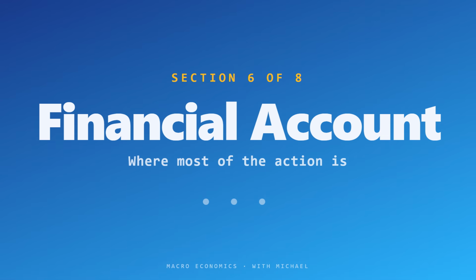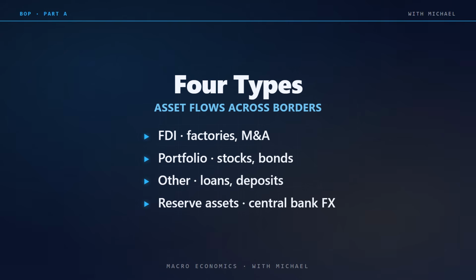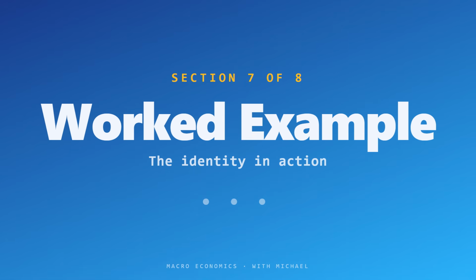Section 6. The financial account. The financial account is where the bulk of cross-border flows happens in modern globalized economies. It records purchases and sales of financial assets across borders. Foreign direct investment, when a company buys or builds a factory in another country. Portfolio investment, when investors buy foreign stocks or bonds. Other investment, bank loans, trade credit, deposits abroad. And reserve assets, the foreign currency holdings of the central bank. In a typical open economy, the financial account is many times larger than the current and capital accounts combined. It is the engine of modern international finance.